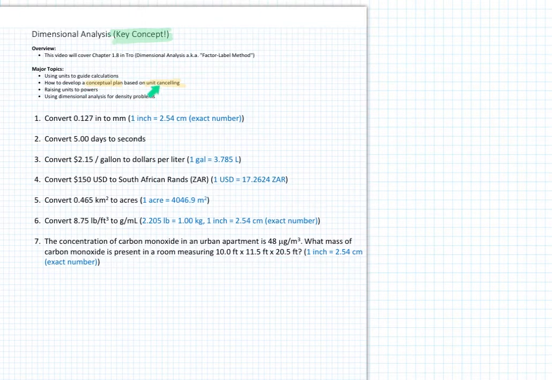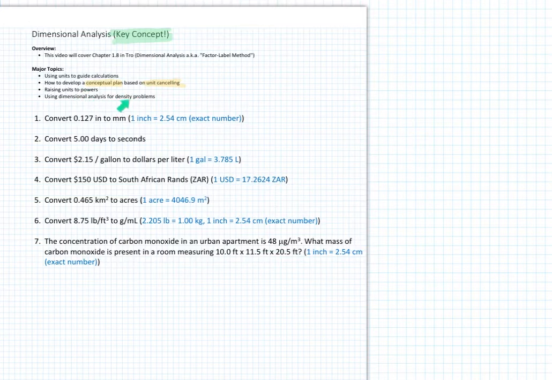So you want a conceptual plan based on unit canceling. And then we're going to tackle 2 specific things at the end that students tend to have the biggest problems with. Raising units to powers, in other words, squares and cubes and stuff like that. And that comes into play specifically in things like volume and area, because those are squared and cubed units. So students typically have problems with raising units to power. I'll show you how to address that.